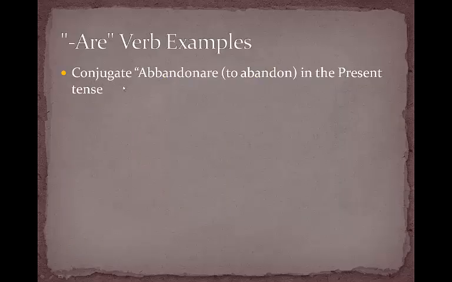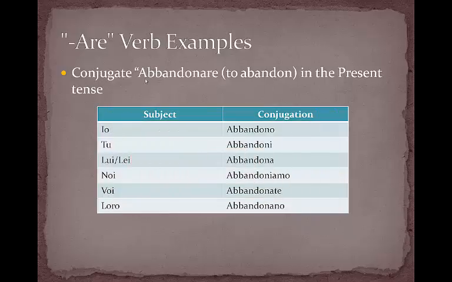Okay. So let's conjugate abbandonare, which means to abandon, in the present tense. So we're saying I abandon, abbandono. Well, actually, the stem is abbandon, and then o. That's where that addition gets added in to conjugate it into the first person singular.